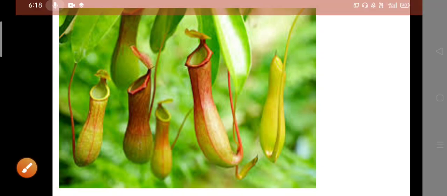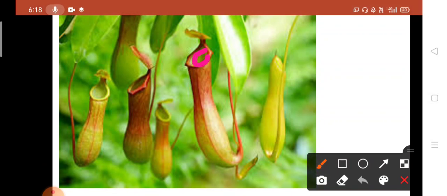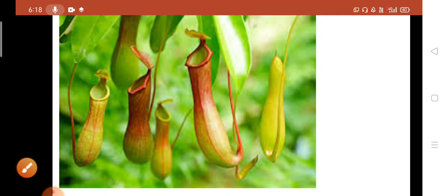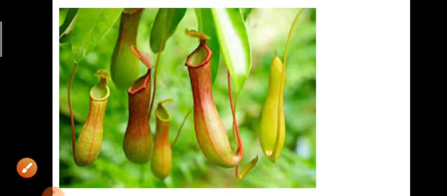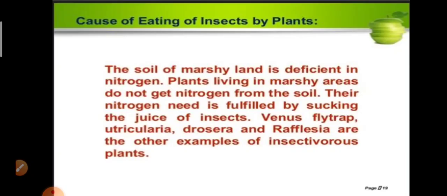Okay, when the insect sits here, it is trapped in the pitcher and the lid is closed. The enzymes which are present in this pitcher digest the insect and they can absorb the nitrogen. Thus the insectivorous plants can feed on the insects. Yes, what is the cause of eating insects by the plants?